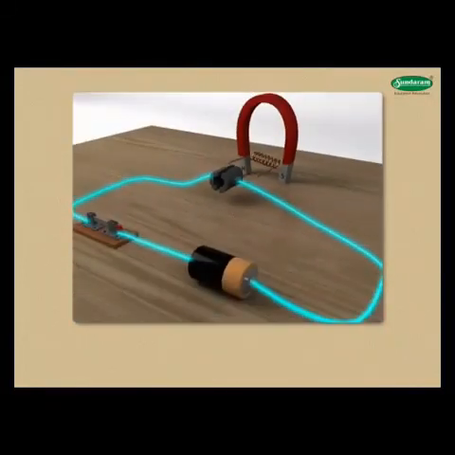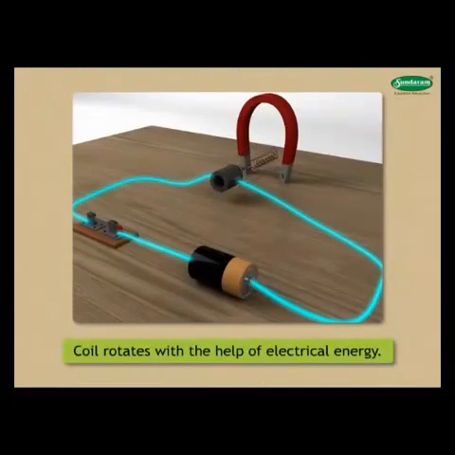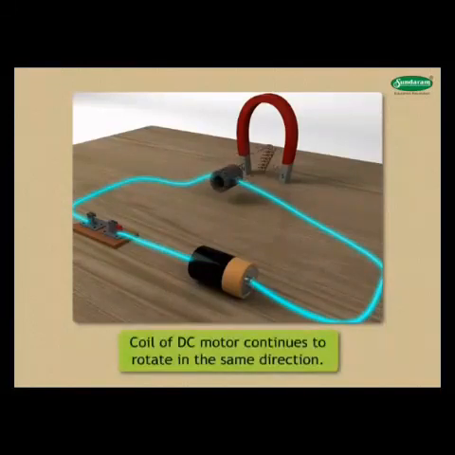Again, this force moves the coil in clockwise direction. Thus, the coil rotates with the help of electrical energy. The coil of DC motor continues to rotate in the same direction.